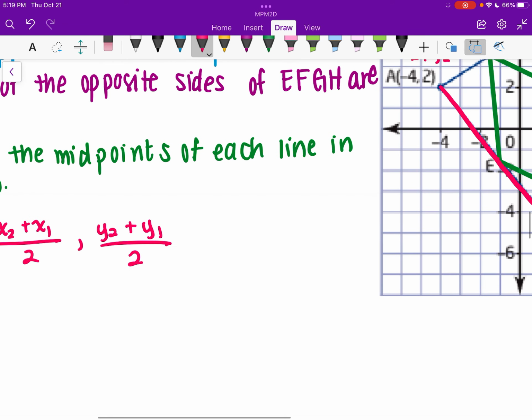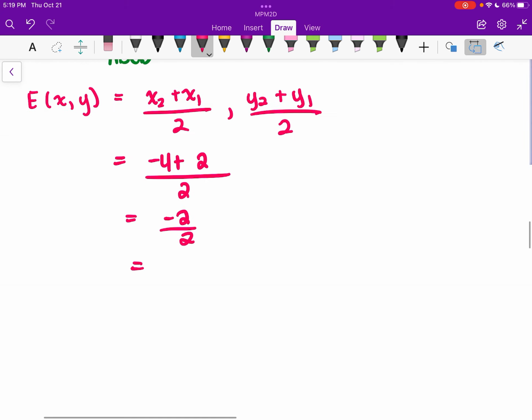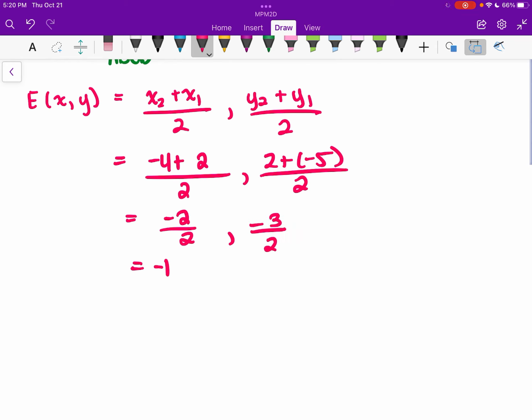So I'm going to go ahead and find that. This is going to be negative 4 plus 2 divided by 2, which is going to give me negative 2 over 2, which is just 1. Oh, sorry, negative 1. And then on the flip side here, we have 2 plus negative 5 divided by 2. 2 plus negative 5 is negative 3 over 2, so this is about 1.5. Okay, so that is my coordinates for E.